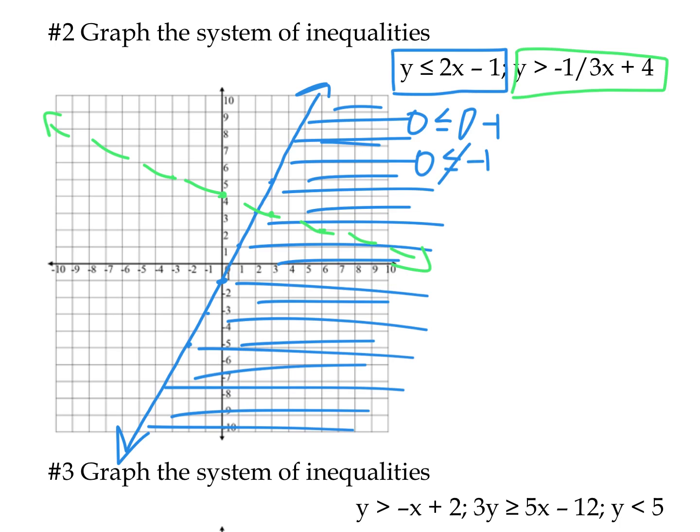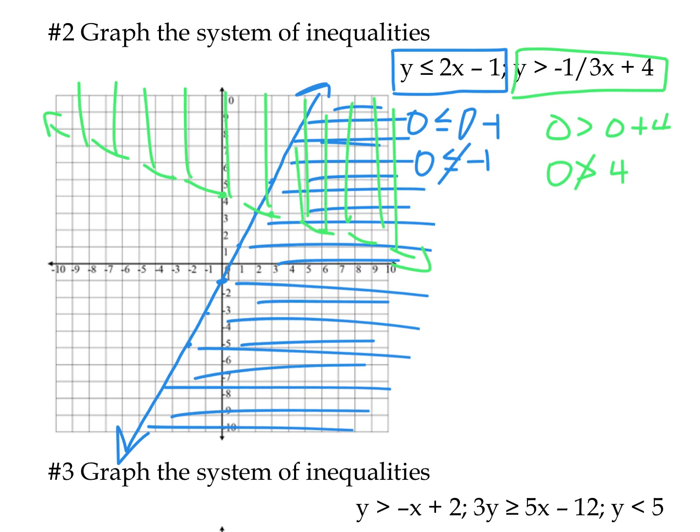And now I want to shade. So I can test the point. I could test 0, 0. So I'm going to have 0 is greater than negative 1/3 x times 0 is 0 plus 4. So I have 0 is greater than 4. 0 is not greater than 4, so I'm going to shade the other side of the line, so that's going to be all of this here.